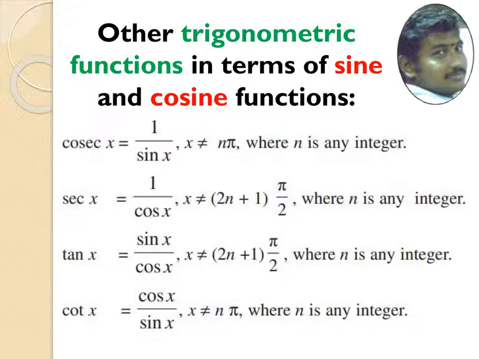Other trigonometric functions can be written in terms of sine and cosine functions. Cosecant x is equal to 1 by sin x, secant x is equal to 1 by cos x, tan x is equal to sin x by cos x, and cot x is equal to cos x by sin x. All this we know; based on these we can use sine and cos.